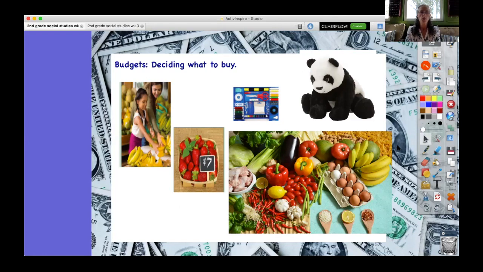Which of these pictures are needs? Things that we have to have. Which of them are wants? Things that we want but don't have to have.